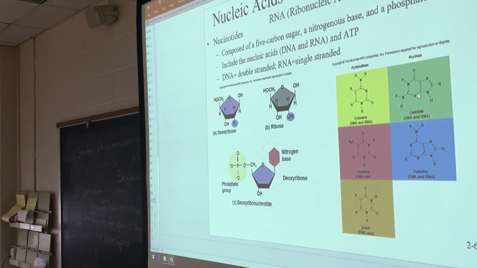DNA is a combination of a sugar. The sugar is called deoxyribose. DNA, deoxyribonucleic acid. So the sugar has one carbon that doesn't have oxygen. Deoxy, missing oxygen. So deoxyribose. So it has a sugar, and it's got a base right here.